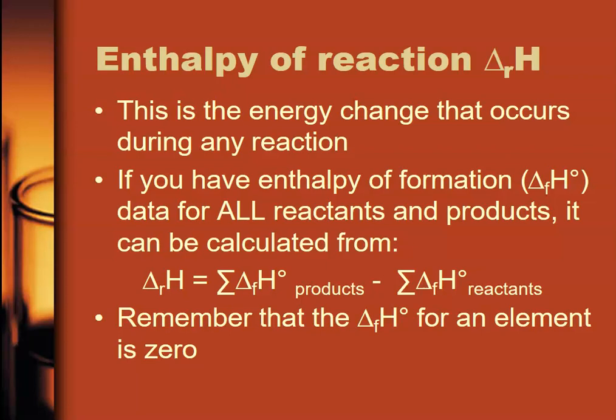Now, if you have enthalpy of formation data for all reactants and products, you can calculate the enthalpy of reaction from the sum of the enthalpies of formation of the products minus the sum of the enthalpies of formation of the reactants. And remember that the enthalpy of formation for a pure element is 0. They will usually include a reaction that has at least one element, because that's another way of finding out really whether you know what you're doing.